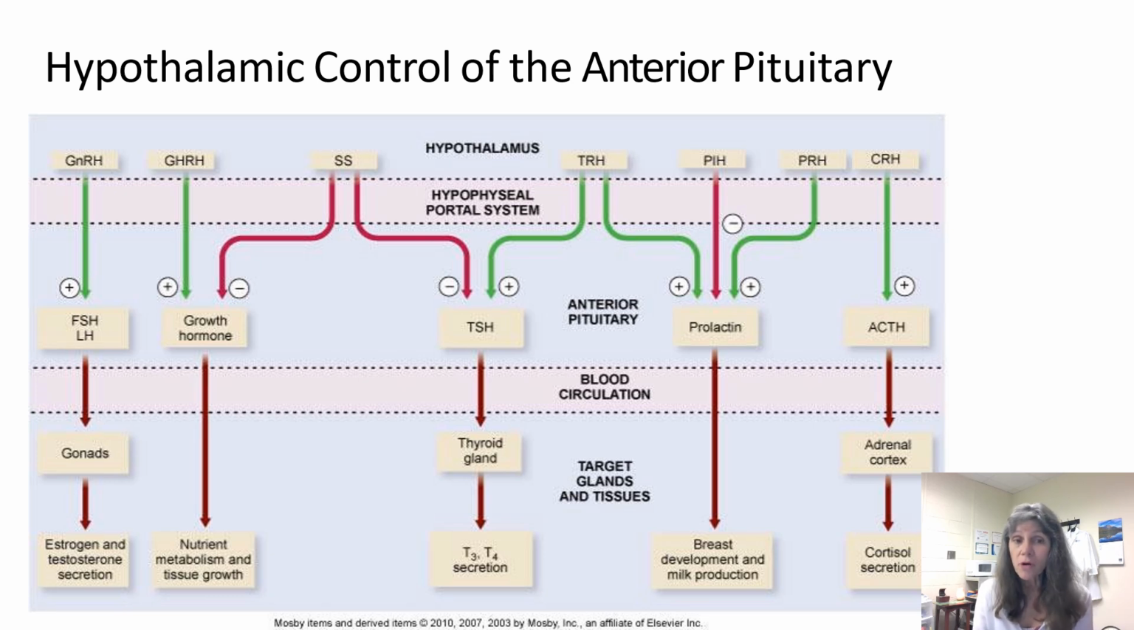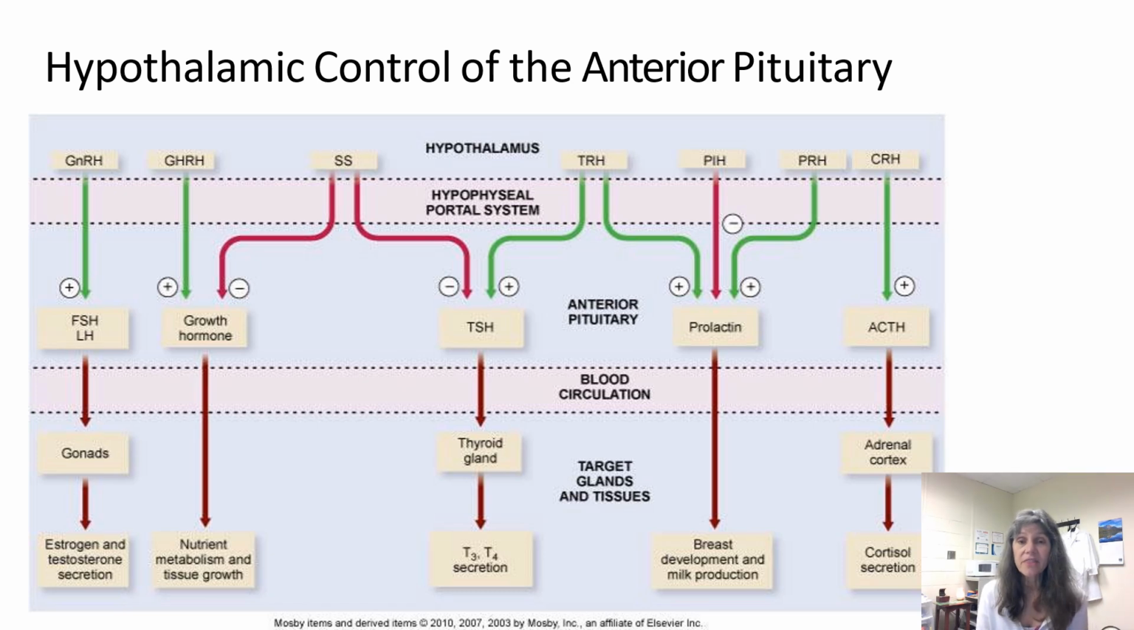Next we have growth hormone releasing hormone, which again, after going to the anterior pituitary, promotes the secretion of growth hormone in the bloodstream, which is going to affect how we metabolize different chemical reactions in our body and promotes the growth of tissues. Somatostatin, which is also known as growth hormone inhibiting hormone, actually inhibits the release of growth hormone and inhibits the release of thyroid stimulating hormone.